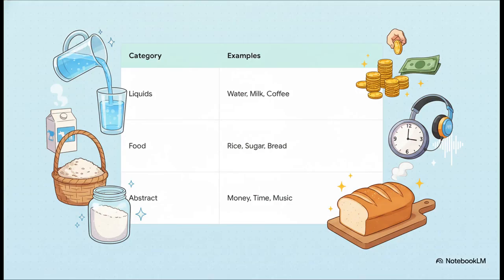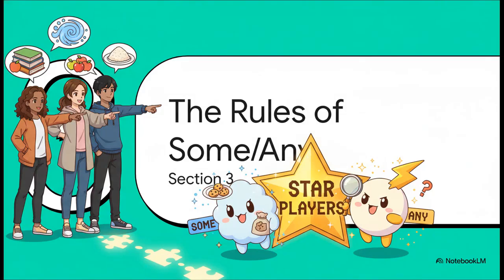A really good trick here is to think in groups. You've got your liquids, like water and milk. You've got your powders and grains, like rice and sugar. And then you have the abstract stuff, like money and time. You don't have 3 monies in your wallet, right? You have some money. It's that kind of thinking. All right, you with me?